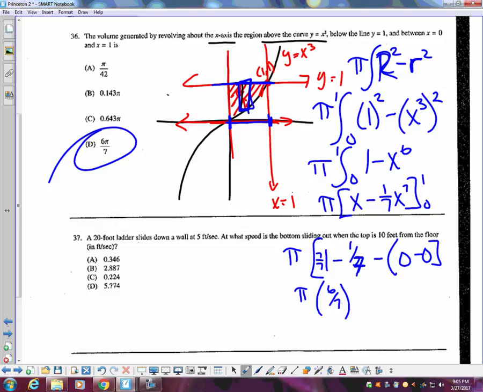Okay? So feel free to write this down, put it on your formula sheet, study it. This is volumes in a nutshell.